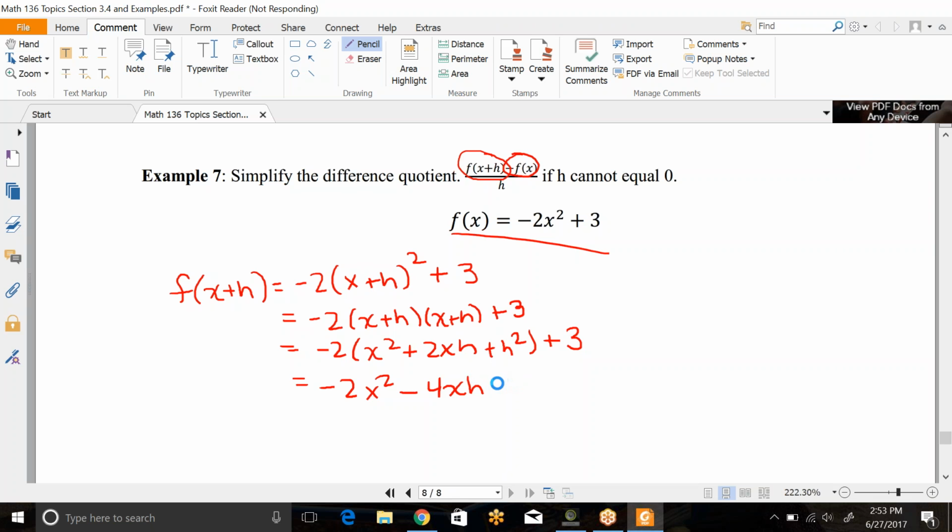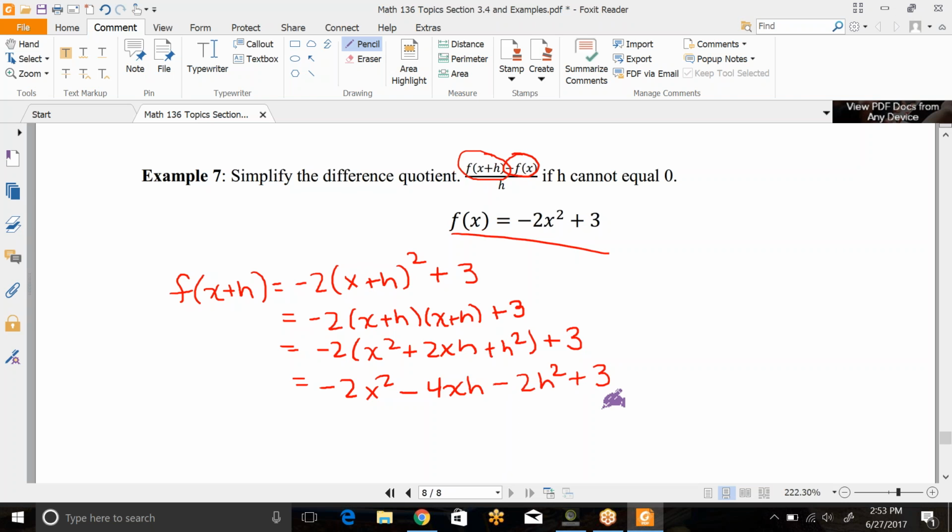Hang on, my PDF is having a little bit of trouble, so give it a second to load. There we go. So minus 2h squared plus 3. Notice this didn't get the negative 2 because it was outside of the parentheses. So that's going to be this top part of this fraction for the first part of that evaluation.